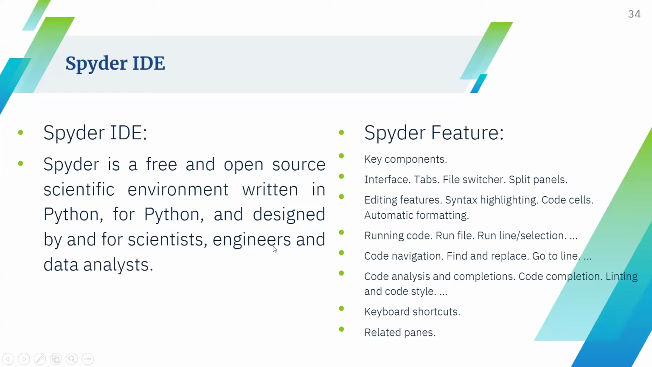It's like an IDE. It has panels, tabs and so on. Editing features are available. Syntax highlighting is available. Code cells and automatic formatting are available here. Like IntelliSense, you can run the code or the file, or run a line by selecting it. There is code navigation, find and replace, and go to a particular line. Code analysis and code completion can all be done with Spyder. But it is mainly used for engineering, data analysis, scientific purposes, and R programming. For analysis, we use Spyder.